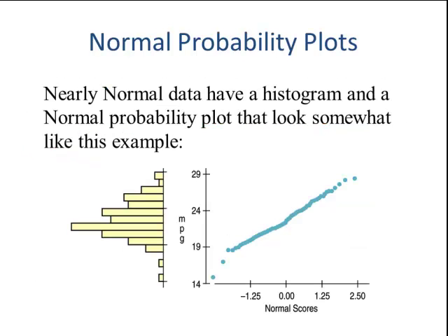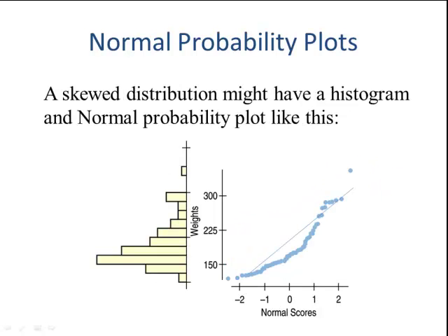Let's get a visual. Nearly all normal data have a histogram and a normal probability plot that look somewhat like this example. Here we have our histogram, and this is what the probability plot, or QQ plot, looks like. It appears to be a straight line. Now this is an example from a skewed distribution. Here we have the histogram, and here's the QQ plot, or the normal probability plot. Clearly this is not linear.